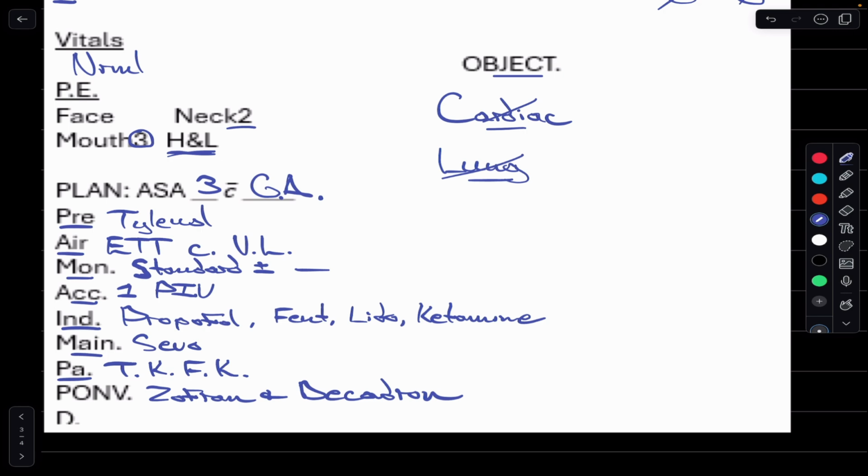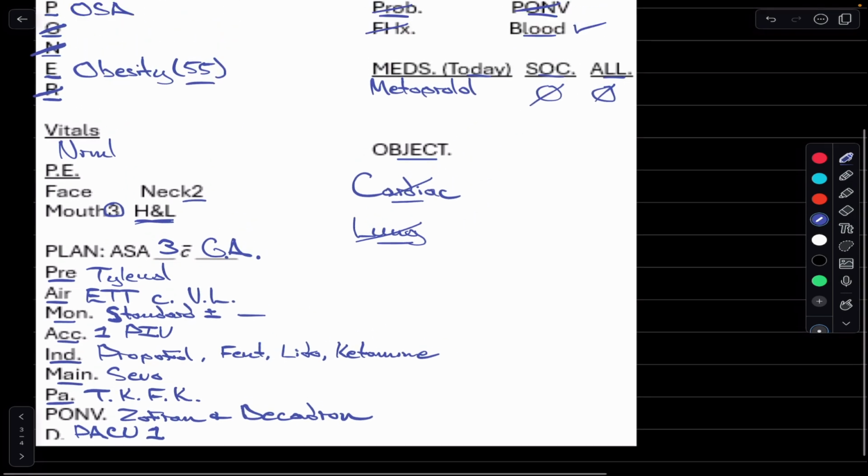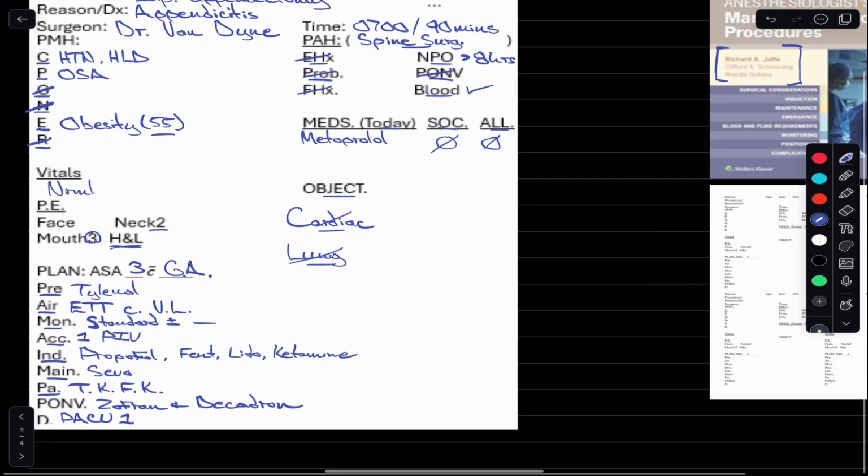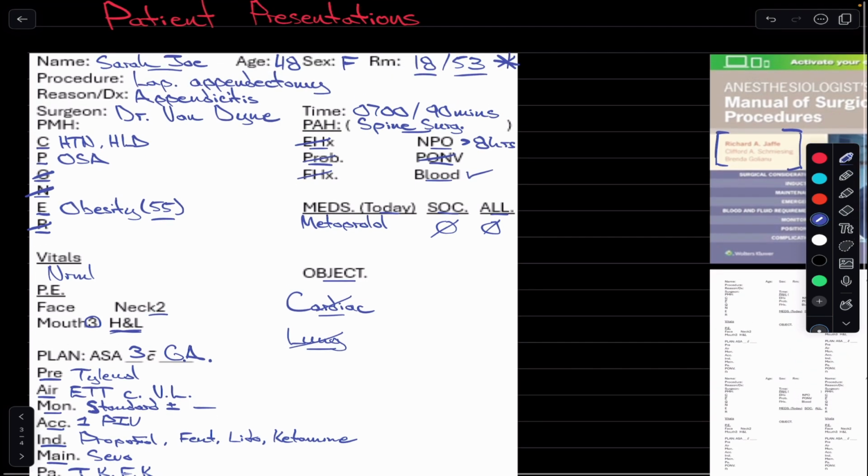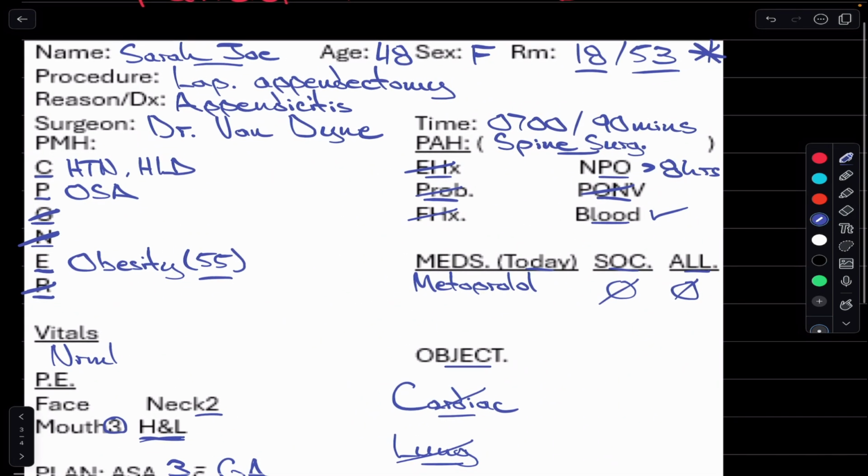And then disposition, PACU1 versus PACU2. We'll say we're sending this patient to PACU1 after surgery. PACU1 is where everybody after general anesthesia goes. PACU2 is where people after just a colonoscopy can go following their procedure. The reason I wrote all of this out, and I always do for the patients that I'm reading up on, is that when you go to present this patient, it makes it very easy.